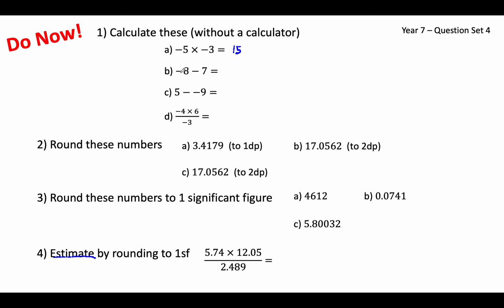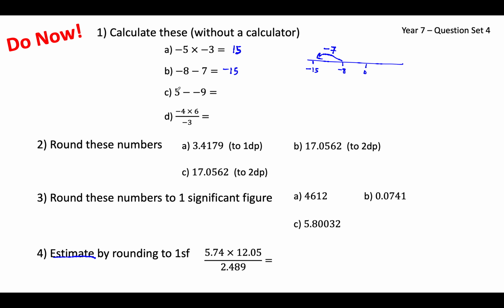What about this one? -8 take away 7. That's different, because let's say that's 0, and -8 is there on my scale. If I'm then taking away 7, I'm always going left. If I'm taking away, we always go left. So I end up at -15.